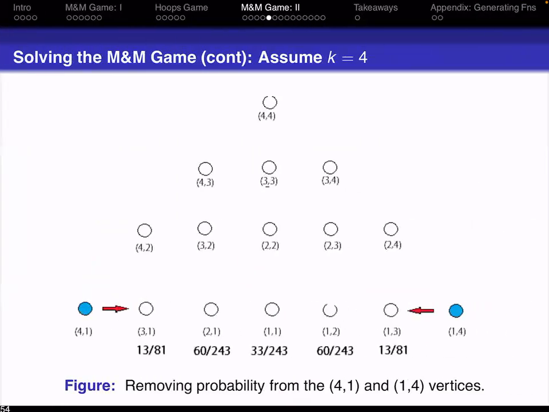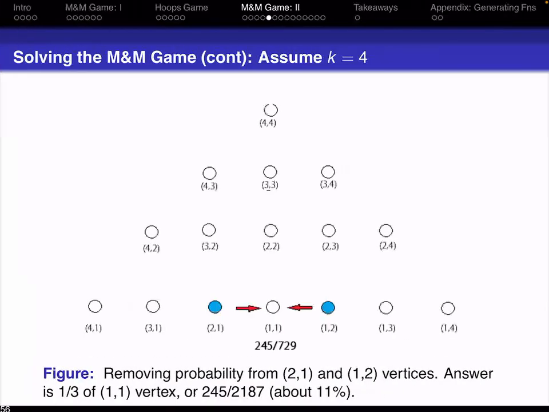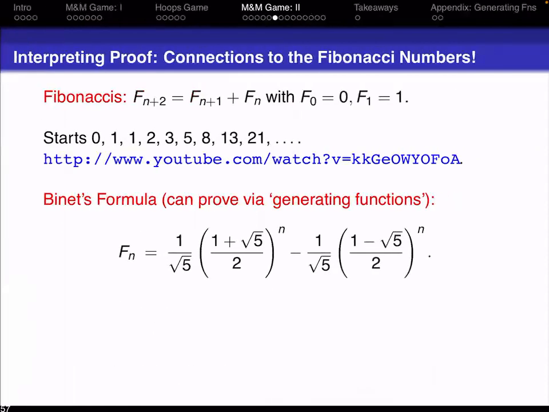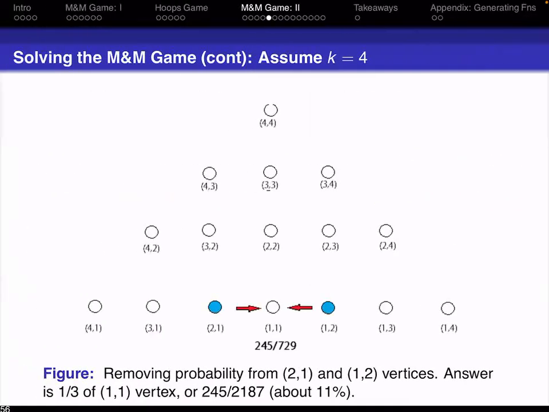I only care about the probability that's coming inward because I've got to get to the (1,1). Any probability that comes below is not going to end in a tie. So I just have to see that 1/3 of its probability just marches to the right or to the left, depending on where I am. And I just keep going down like this until eventually I get to 245 out of 729. And so that is the probability, or about 11%. So with 2 people, there's about an 11% chance of a tie.